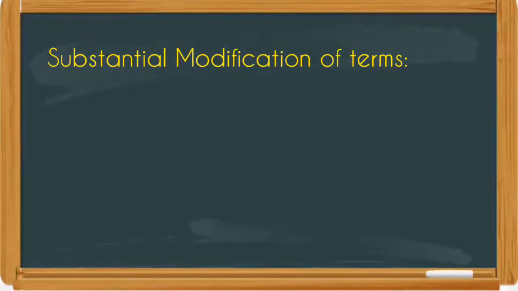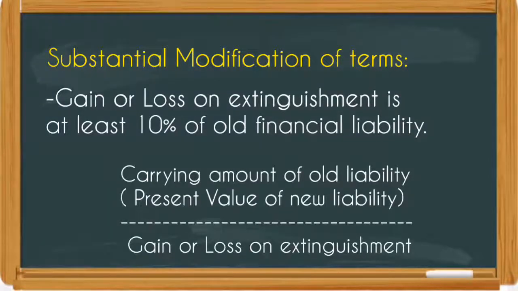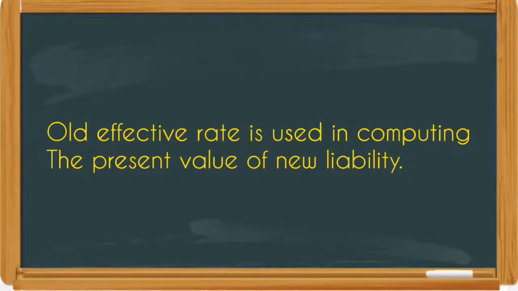Magkakaroon lang ng substantial modification of terms kung ang makukuha nating gain or loss on extinguishment is at least 10% of old financial liability. At para naman makuha ang gain or loss on extinguishment, i-minus mo yung present value of new liability sa carrying amount ng old liability. Dahil nga involved ang interest kapag sa modification of terms, magkakaroon tayo ng new effective interest rate at old effective interest rate. Pero kapag kukumputin na natin yung present value of the liability, ang gagamitin natin is the old rate.